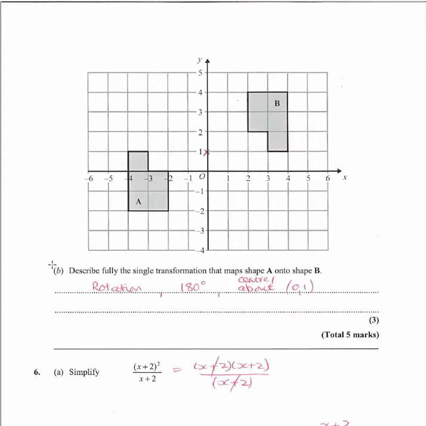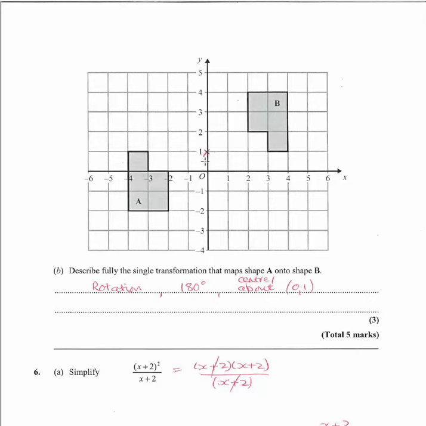Then you're going to have to describe fully the single transformation that maps A onto shape B. Okay, so first of all, you've got a rotation, 1 mark, of 180 degrees. And you also need to put down where the center of rotation is. Basically, where would you put your pencil before you turn the piece of tracing paper? And it would be here. And if you had to find that by guesswork, then guess what? So do I often. So don't worry if you do.